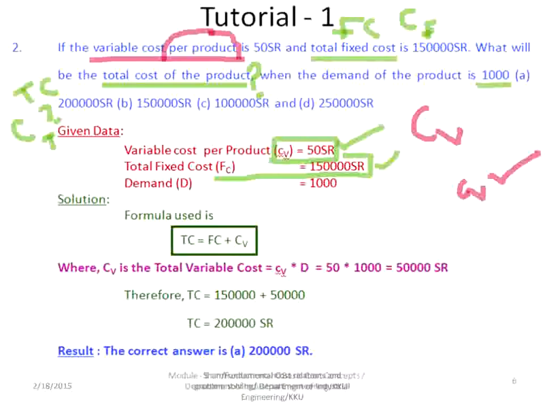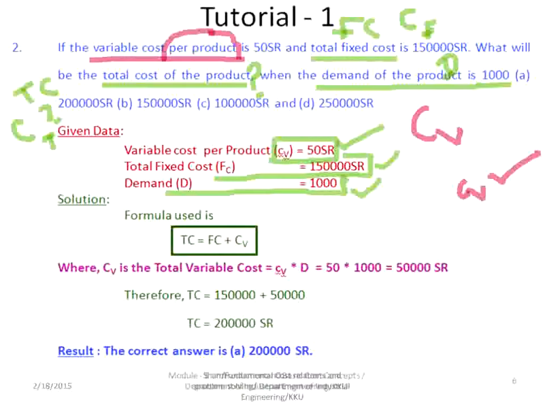When the demand of the product is 1,000. Demand is nothing but capital D. So the demand, capital D, is given as 1,000. So you know, three data are given. One is variable cost of one product, small CV. The other one is fixed cost, that is FC. The third one is demand. Fine. Now we have to find out total cost of the product.